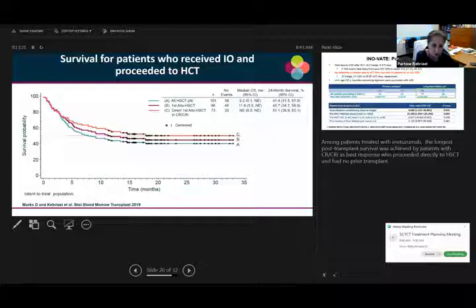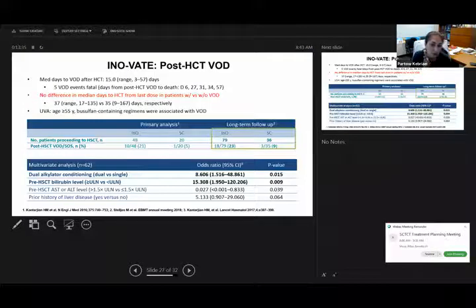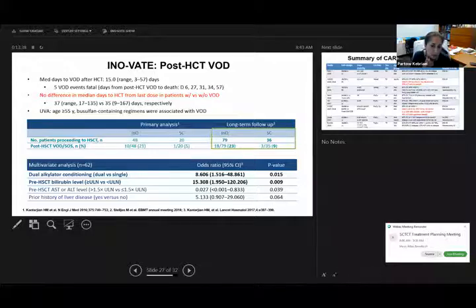This just shows that overall survival could be achieved in patients with refractory leukemia, with a survival of up to 50% in those who achieved remission and went on to subsequent transplant. But just a note on the veno-occlusive disease rates, there was a VOD rate of up to 20% in patients. So we do need to be cognizant of this toxicity.